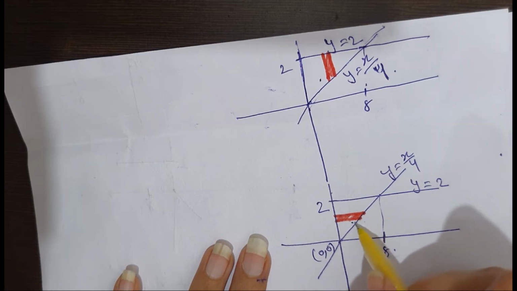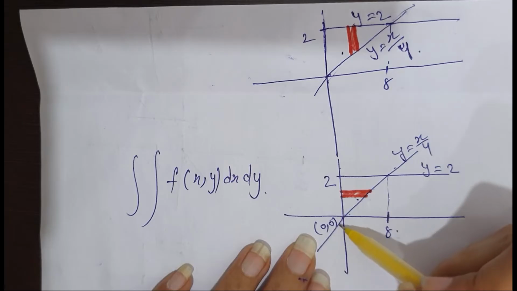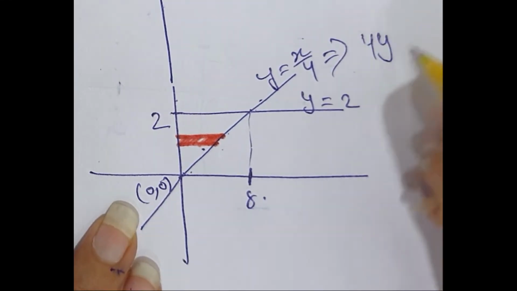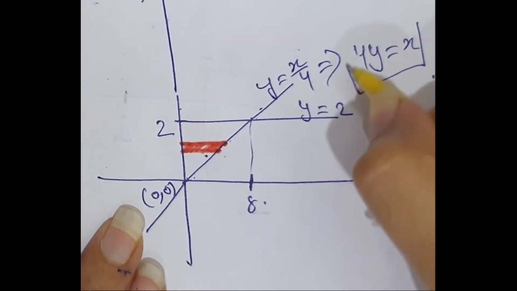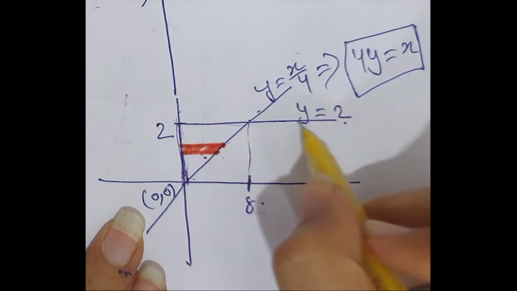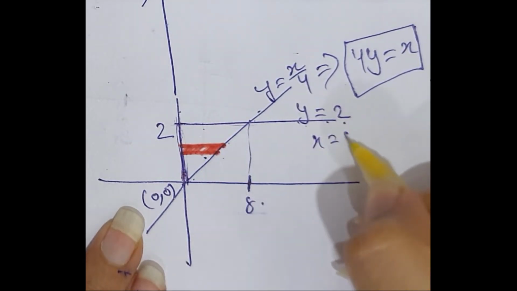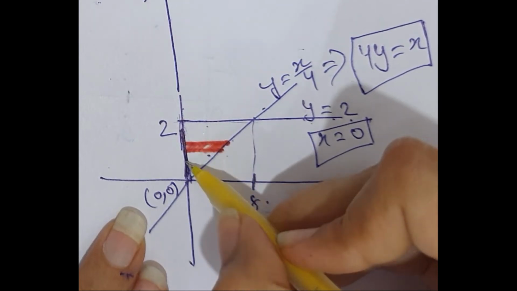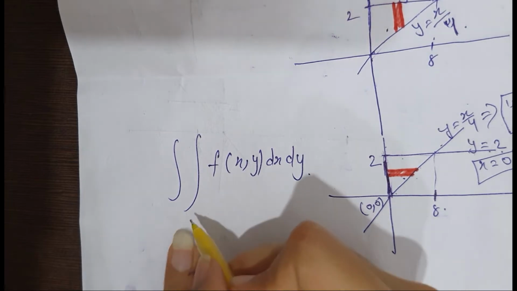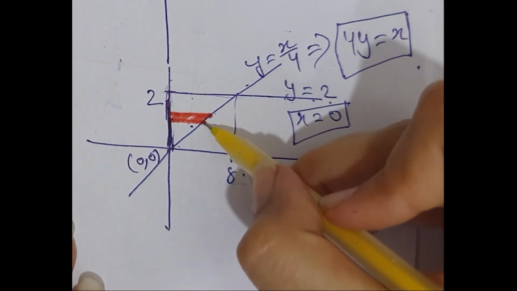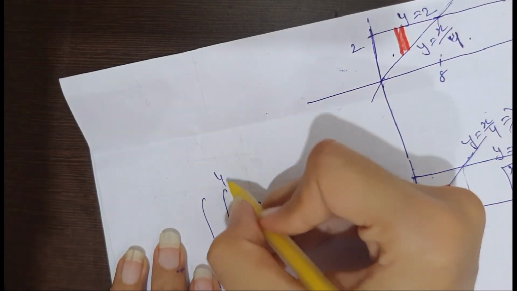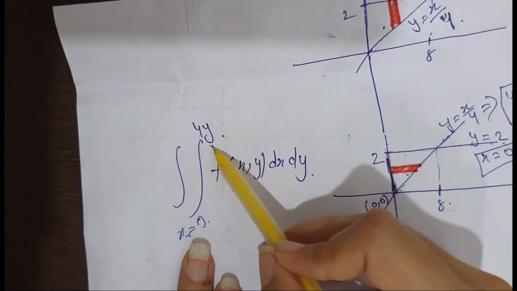We are taking a horizontal strip, which means the limit of x will be variable. So we have to find the limit of x from these equations. Here the limit of x will be 4y is equal to x, so the x value comes out to be 4y. Here y is 2 on this equation, it means that x is 0. The lower part of the strip is on this line, where x is 0, so the lower limit of x will be 0. The upper part of the strip is on this line, where the value of x is 4y. Write it down. So the upper limit of x will be 4y.